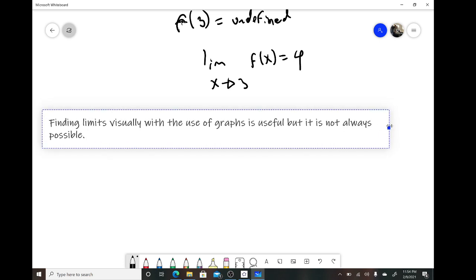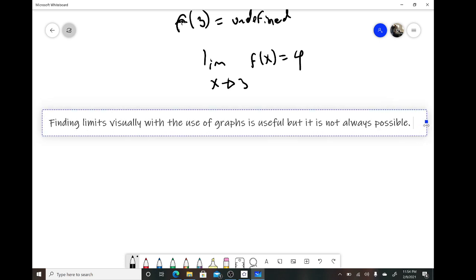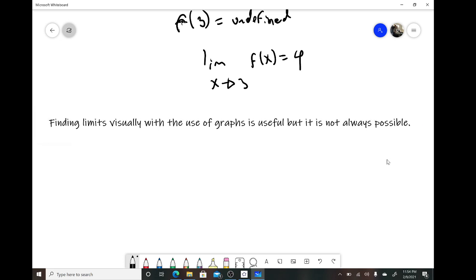So if you're given the function, it's going to be very difficult for you to actually plot it. Some functions are just difficult to draw, and you will have to draw a lot of points to actually make sense of what the limit will be. So we could actually use a table to find limits.